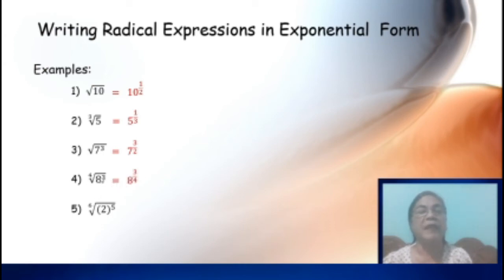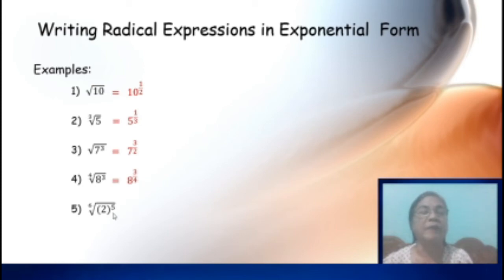Next, fourth root of 8 raised to the third. That could be written in exponential form. 8 to be the, what do you call this? The base. And 3 here, the exponent, turned out to be the numerator. And 4, which is the index, turned out to be the denominator.